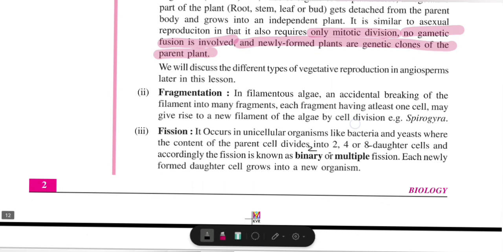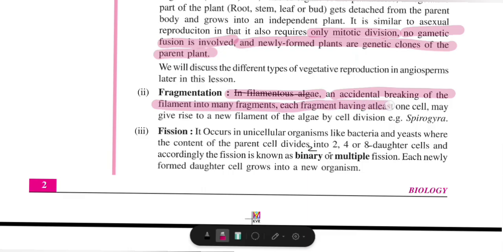And then we learned fragmentation. It occurs in filamentous algae. An accidental breaking of the filament into many fragments takes place, each fragment having at least one cell, and it gives rise to a new filament. We learned that this happens by cell division. Remember, fragmentation occurs by cell division.